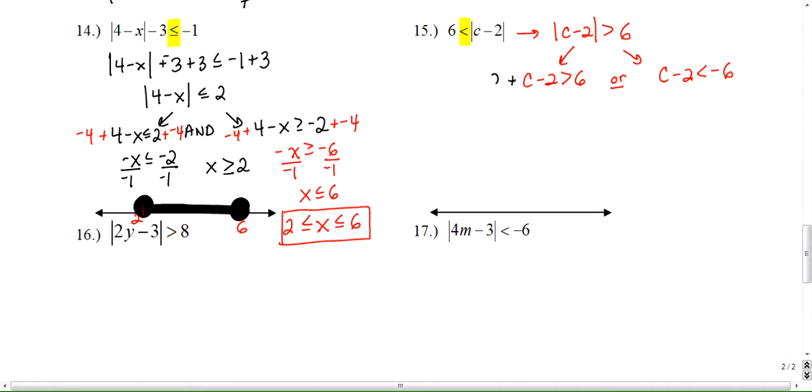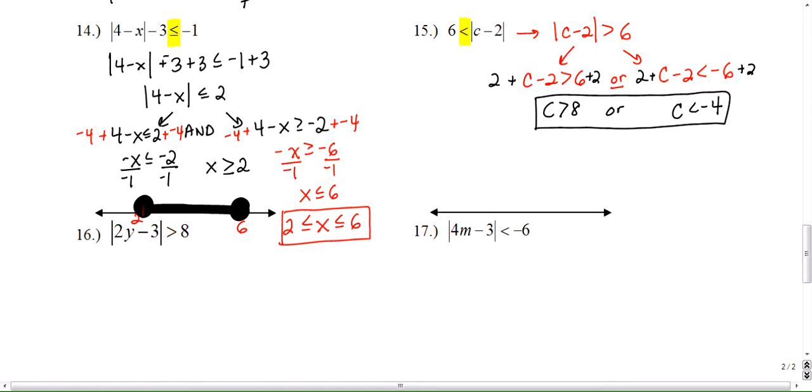I'll add 2 to both sides. So c is greater than 8, or add 2 to both sides. C is less than negative 4. When I graph this, this should look like oars on a boat. They should go in opposite directions. Here's 8. Here's negative 4. Open circles.